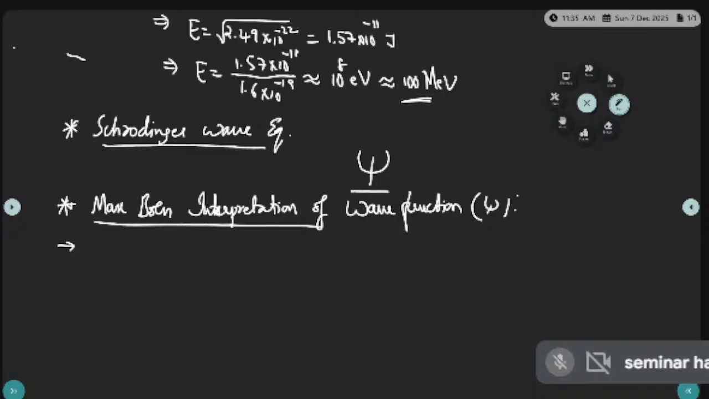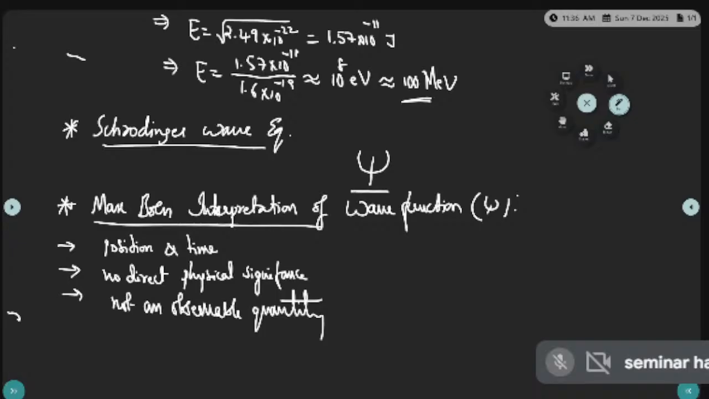Next point. It has no direct physical significance. Next, it is not an observable quantity.